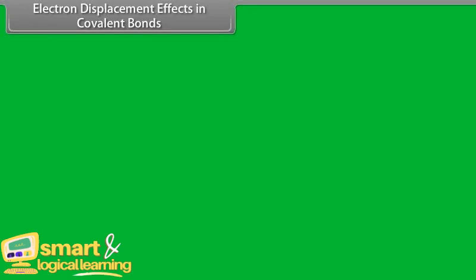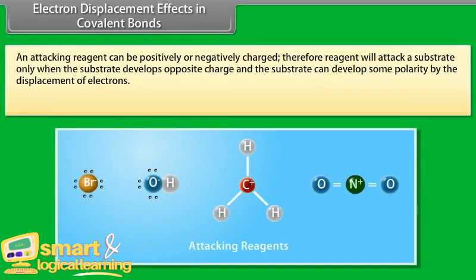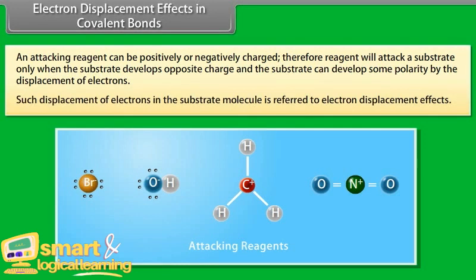Electron displacement effects in covalent bonds. An attacking reagent can be positively or negatively charged. Therefore, the reagent will attack a substrate only when the substrate develops an opposite charge, and the substrate can develop some polarity by the displacement of electrons. Such displacement of electrons in the substrate molecule is referred to as electron displacement effect.